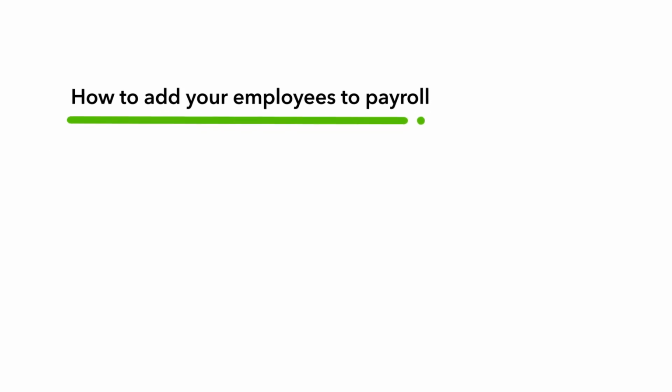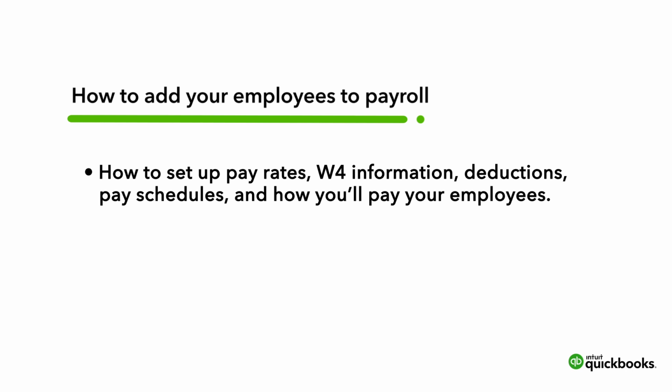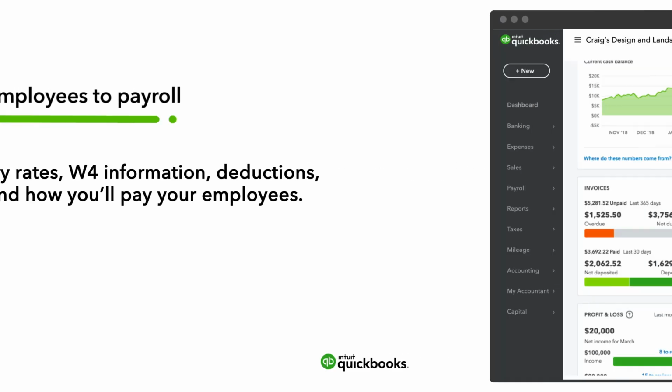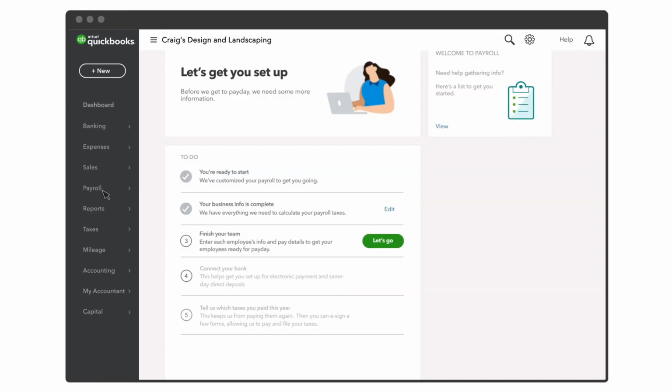The first step in setting up your payroll in QuickBooks Online is to add your employees. Let's go over how to do that, including pay rates, W-4 information, deductions, pay schedules, and how you'll pay your employees. Then we'll talk about what to do next, depending on whether you have already paid your employees this year or not. To start, go to Payroll.